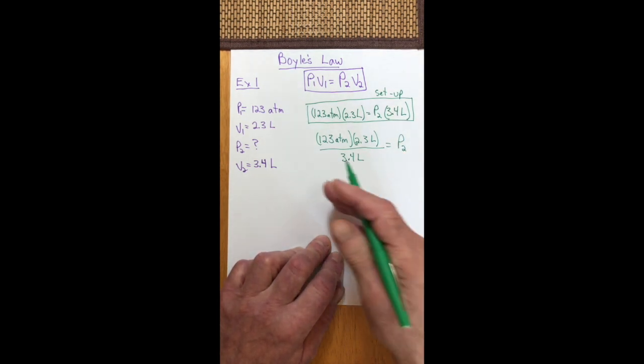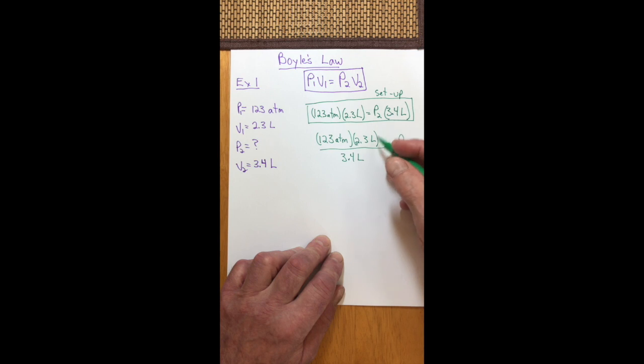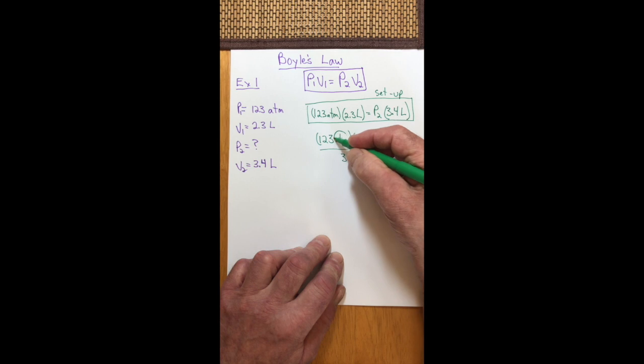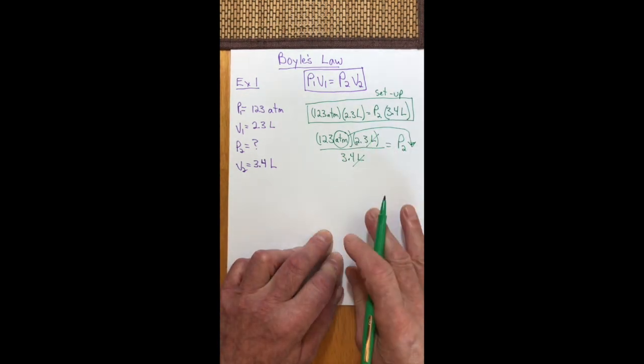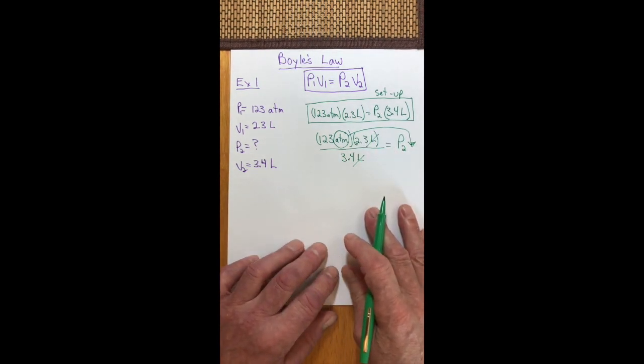One reason we do that is it directs us how we want to set things up, whether we multiply or divide, because I have a liter unit on top divided by a liter unit on the bottom, which cancels. So they go away, and that leaves me atmospheres, which is great because that's what I want to find, the pressure in atmospheres, and that tells me that needs to be a division problem.